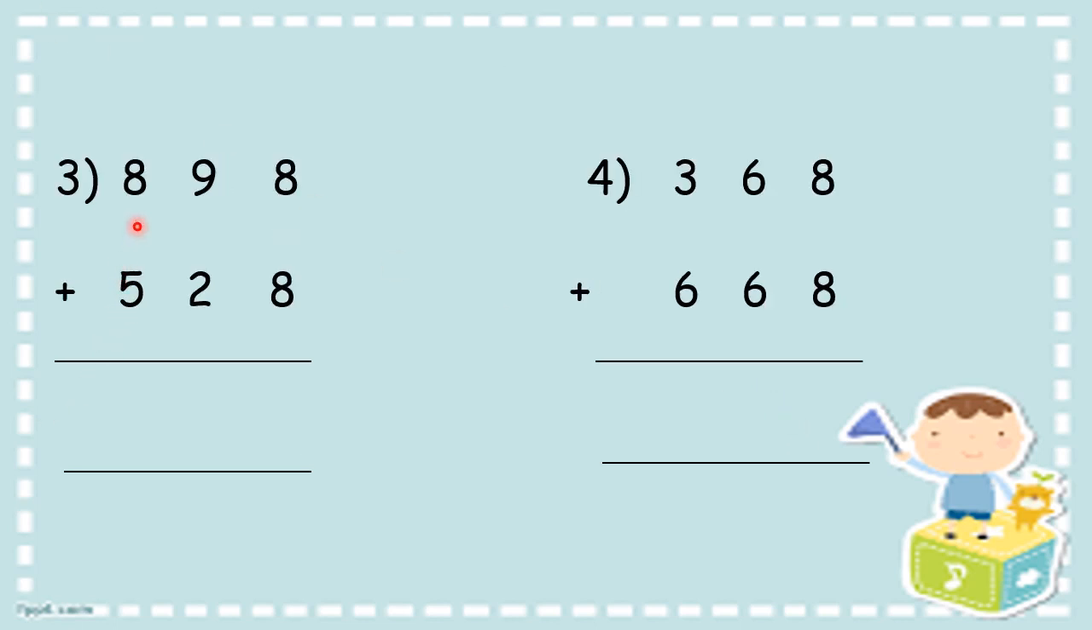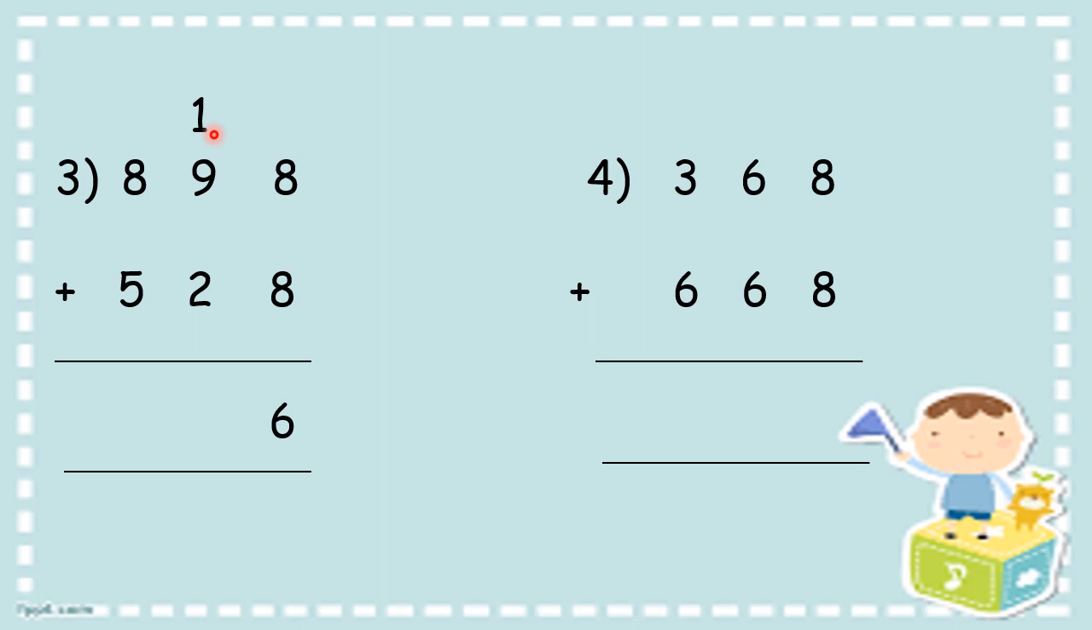Next one, 898 plus 528. So first what we have to do? We have to add the ones place value. It is 8 plus 8. 8 plus 8 is equal to 16. In 16, 1 ten and 6 ones are there. So that 6 has to be written in ones column and that 1 ten has to be carried over to the tens place.